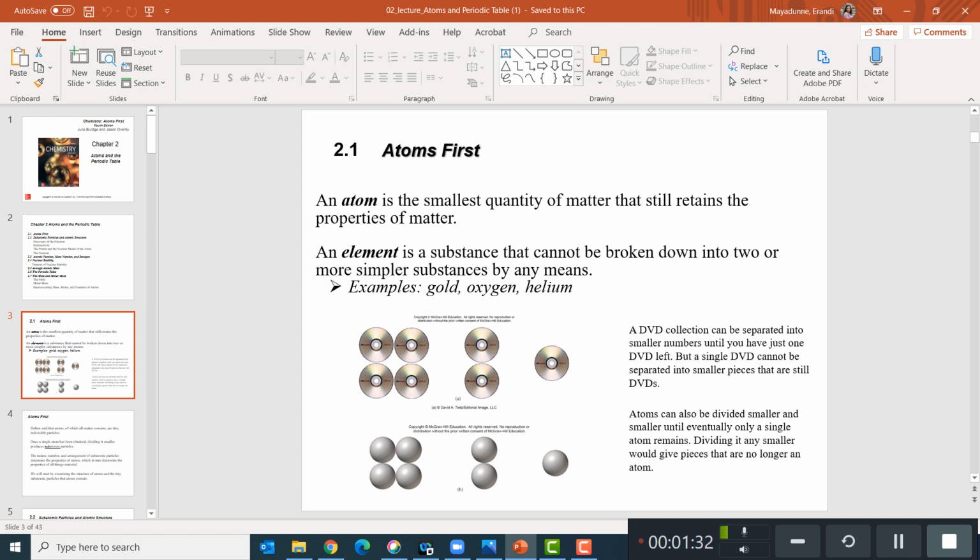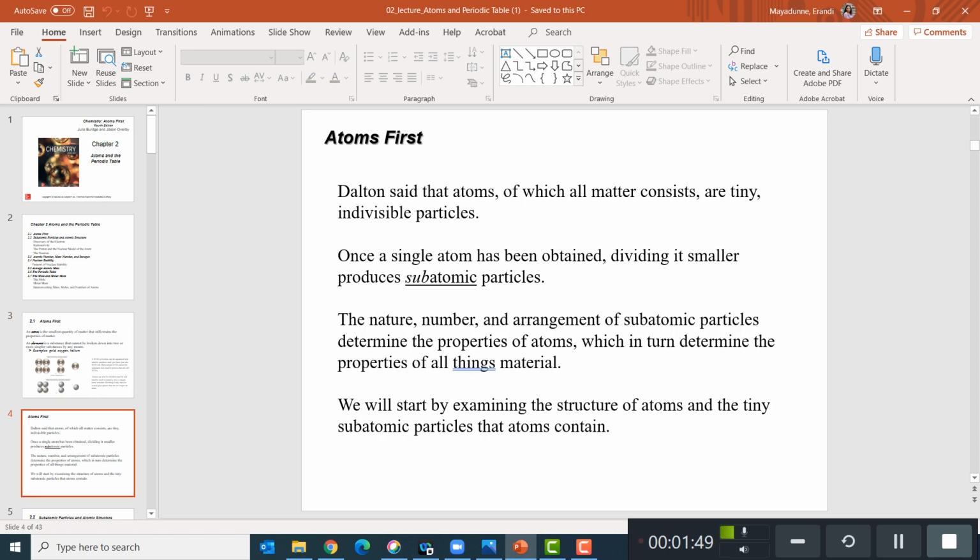So many atoms combine and make these elements. For example, gold is made out of so many gold atoms, or oxygen is made out of so many oxygen atoms. So this is the atom. Dalton is one scientist who did a lot of research, and this is Dalton's atomic theory.